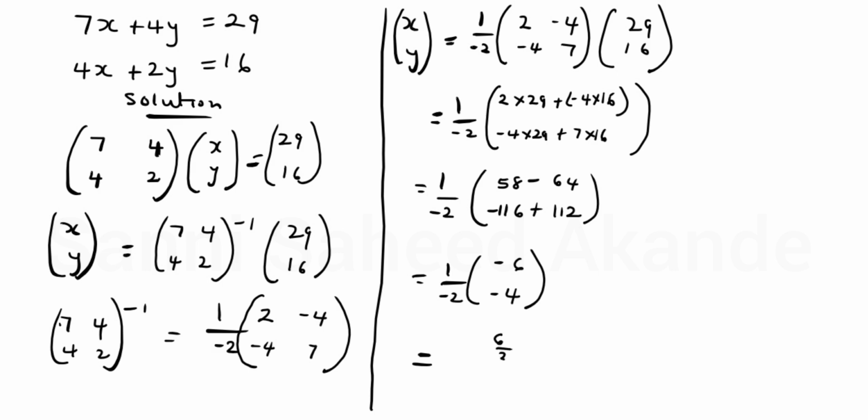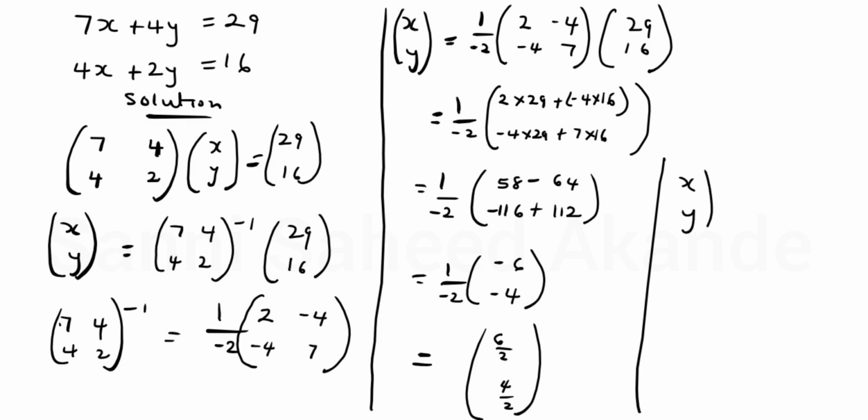Then 1 over -2 times -4, minus times minus will change to plus. Then we have 4 over 2 left. Understood? And then let's continue here. We can now write x, y is equal to 6 divided by 2, which gives us 3, and then 4 divided by 2 gives us 2. And we conclude and say x is equal to 3 and y is equal to 2.